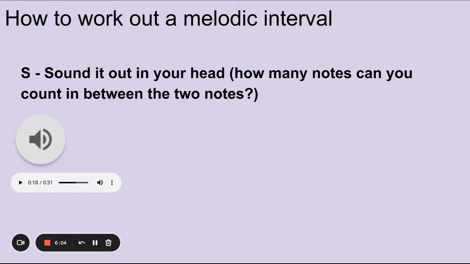Bum bum. Okay, so I'm finding it difficult to sound the notes in between, which tells me that there might not be any notes for me to sound out in between those two notes, which tells me it could be a narrow interval. So I'm going to go back and listen to it again.